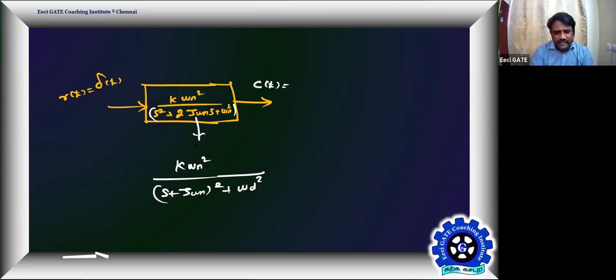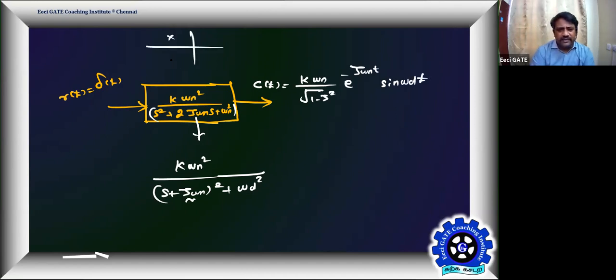So C of t, that's the perception of the second order system in terms of your a and your omega d at which it is going to oscillate. C of t equals k into omega n by root of 1 minus zeta square into e power minus zeta omega n t into sine omega d t. The poles of the system are here: the real part is minus zeta omega n, and it is plus j omega d and minus j omega d. That is going to be part of your transient part because of your pole location.